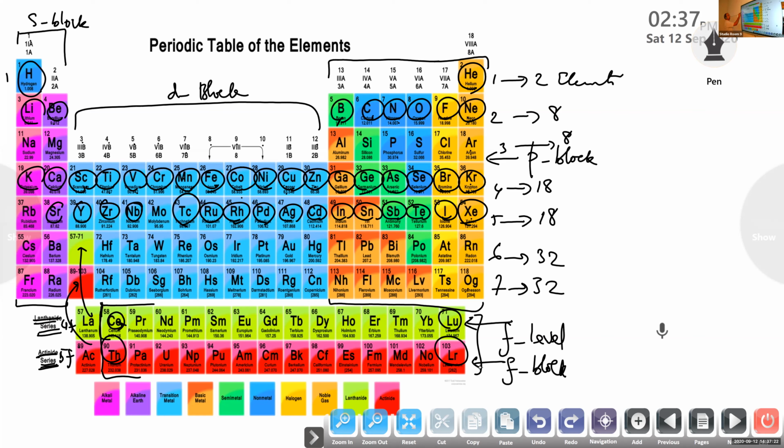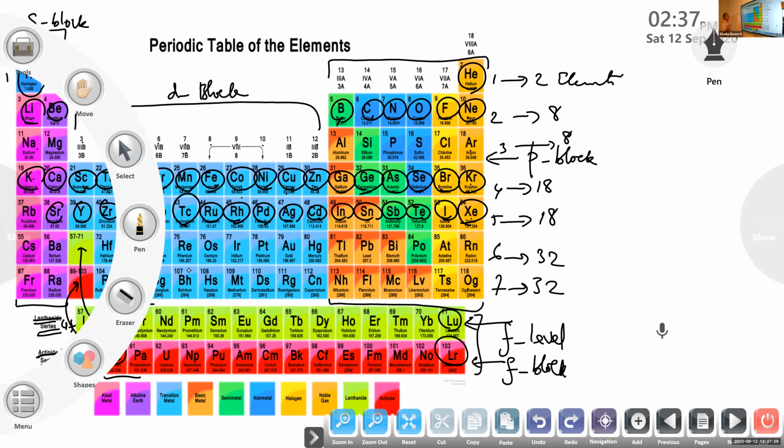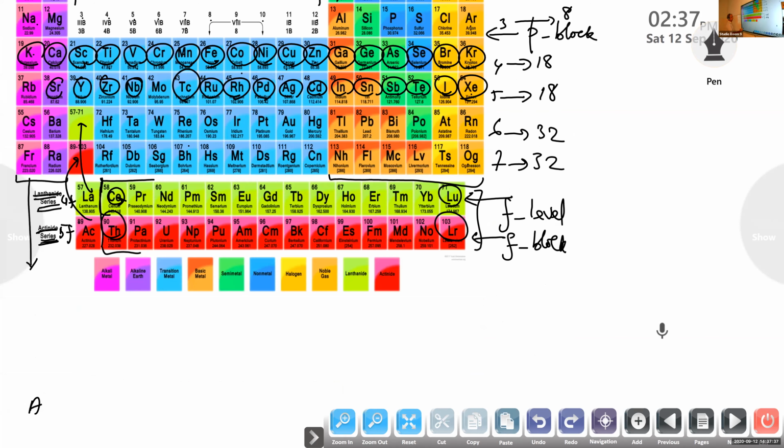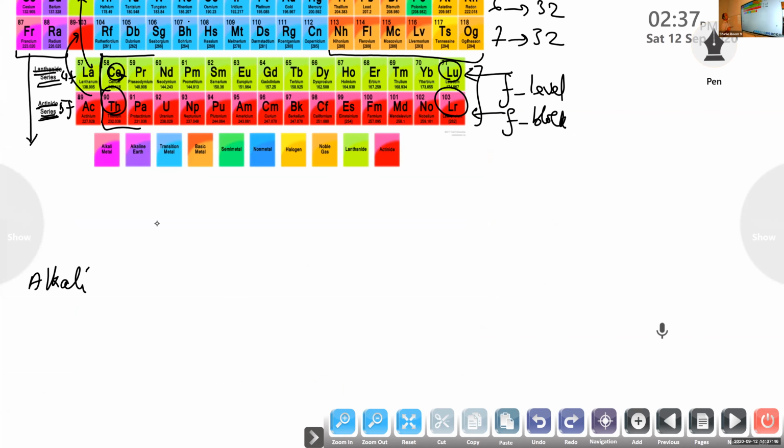The remaining elements of group 1, lithium, sodium, potassium, rubidium, cesium, and francium, are known as alkali metals. So these are called group 1. The group 1 elements are called the alkali metals.